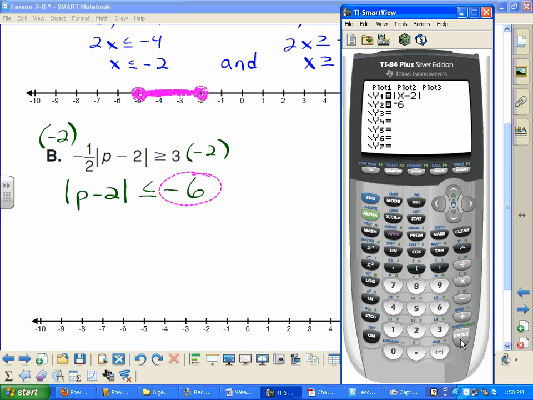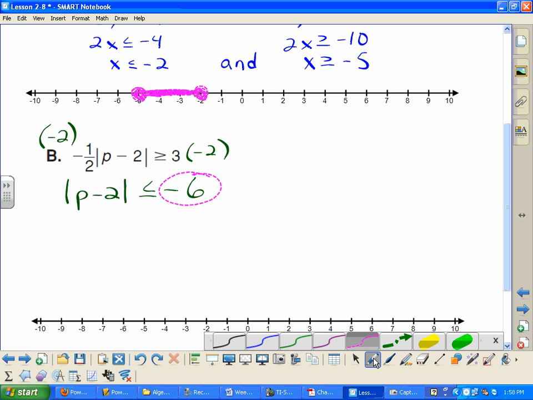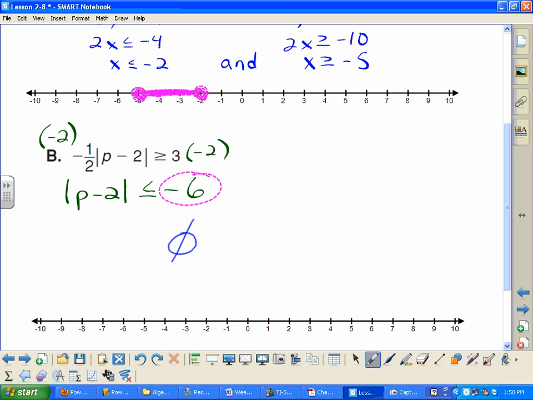We want to know, when is the absolute value less than negative 6? Well, what do we know about absolute value? It's always positive. So if I graph them, when is the absolute value less than or equal to negative 6? Never. So your answer then is going to be no. Anybody know what that is? That is the empty set, or you could say that there is no solution. Can we just write no solution? Yes, you could write no solution.